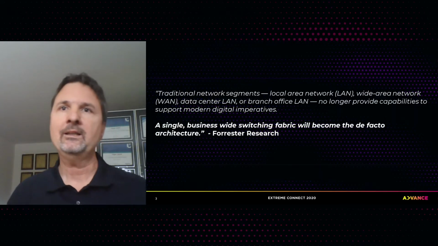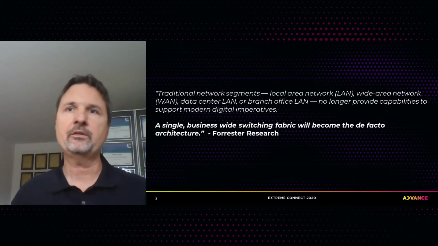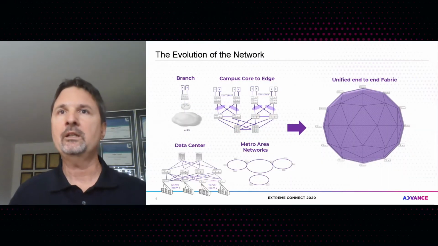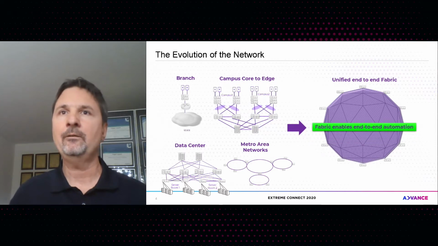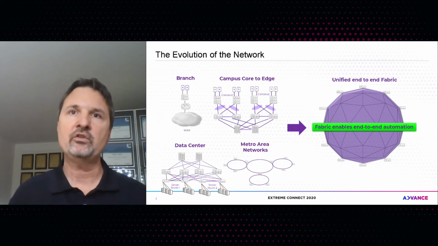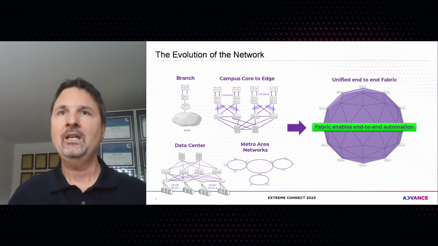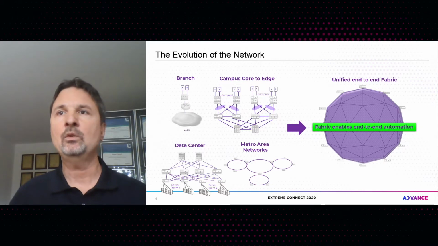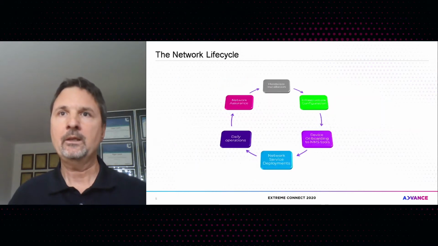Before that, let's look at this quote from Forrester Research. They say, a single business-wide switching fabric will become the de facto architecture of today's networks. So what does that mean? If you look at today's enterprise networks, we have discrete elements like campus core, edge networks, branches, data centers, metro areas. What will happen is that those elements will be combined in unified end-to-end fabrics, and this will allow you to automate your network end-to-end.